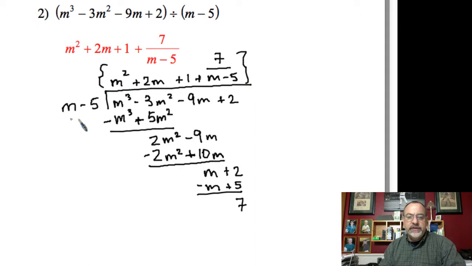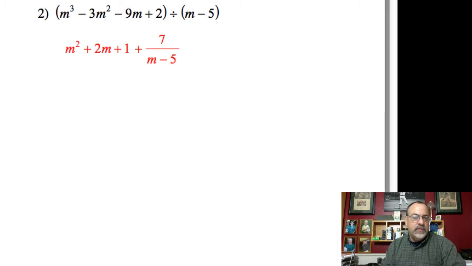So again, this tells me that m minus 5 is not a factor of this polynomial. And again, that's very important. That's what we're doing division for, because remember, that's what division tells me, whether this is going to be a factor of this or not. Division is the test. All right, so let's do a couple more.